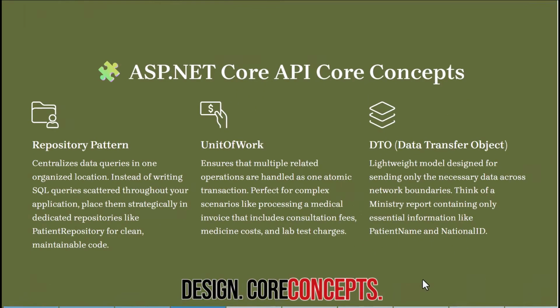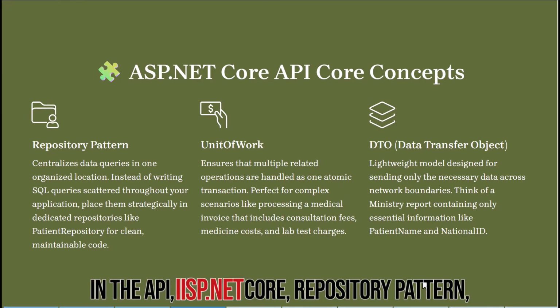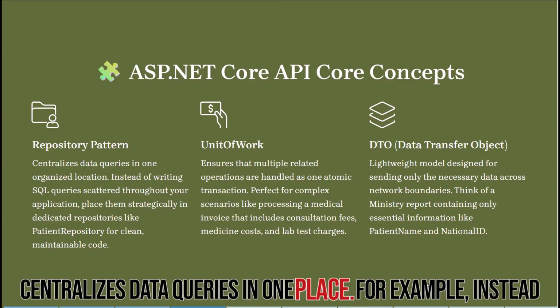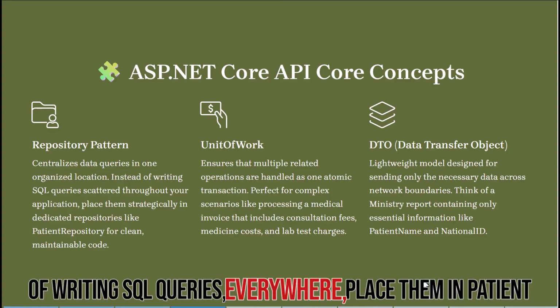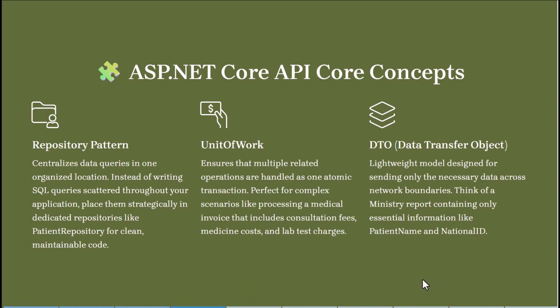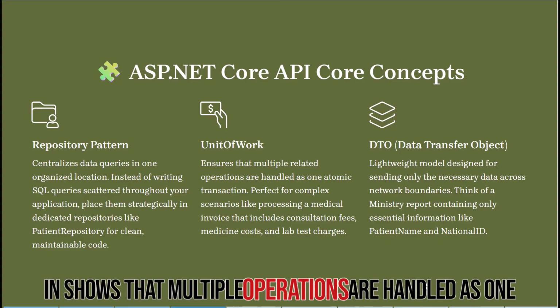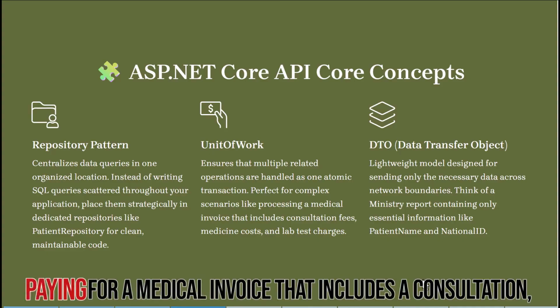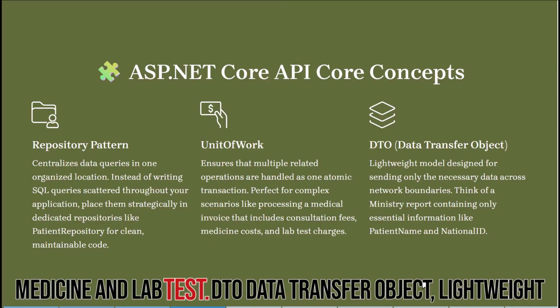Core concepts. In the API, ASP.NET Core: the repository pattern centralizes data queries in one place. For example, instead of writing SQL queries everywhere, place them in a patient repository. Unit of work ensures that multiple operations are handled as one transaction. For example, paying for a medical invoice that includes a consultation, medicine, and lab test.